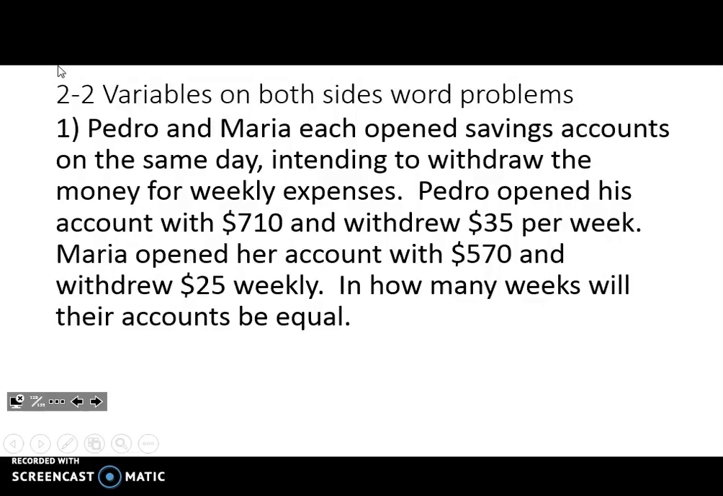So in this problem it says Pedro and Maria each opened savings accounts on the same day, intending to withdraw the money for weekly expenses. Pedro opened his account with $710 and withdrew $35 per week. Maria opened her account with $570 and withdrew $25 weekly. In how many weeks will their accounts be equal? So we want to know when they're going to be equal to one another.